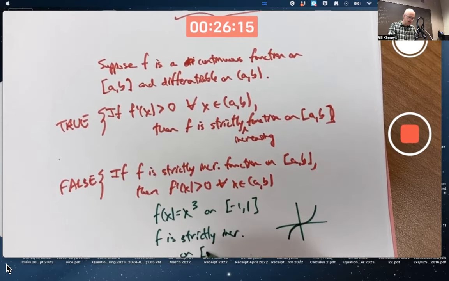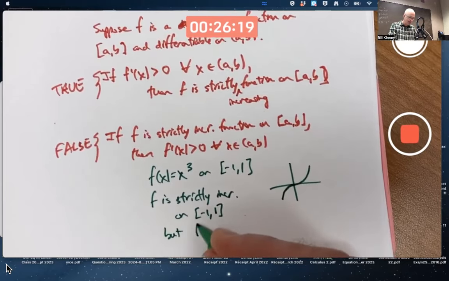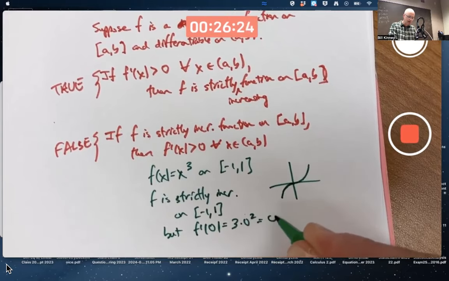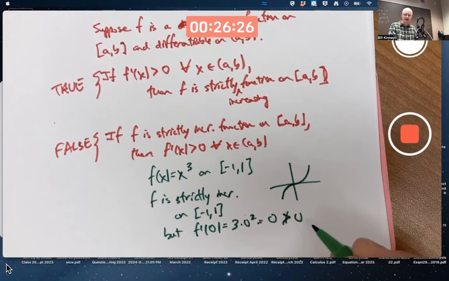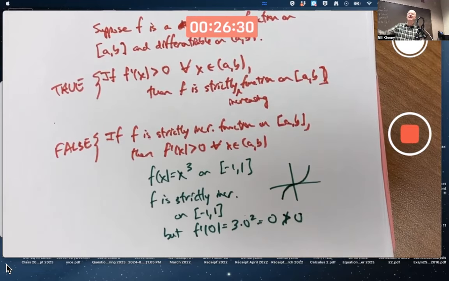on the closed interval from -1 to 1, but f prime of 0, for example, is 3 times 0 squared, which is 0, which is not positive, right? 0 is not greater than 0. And you say, wait a minute, okay, it's almost positive. It's not negative. Still not good enough.